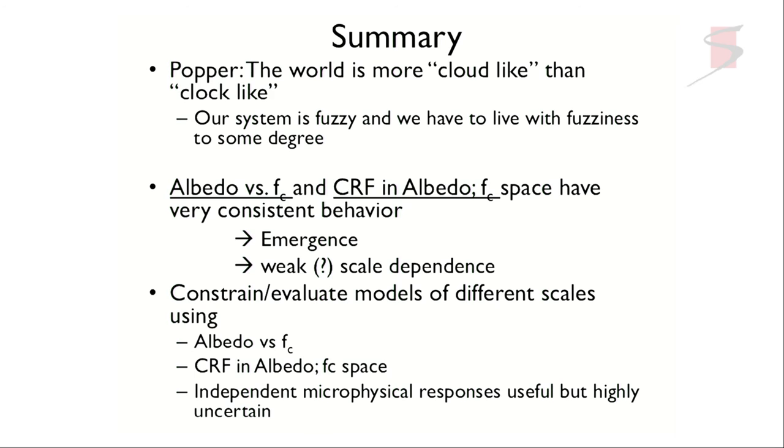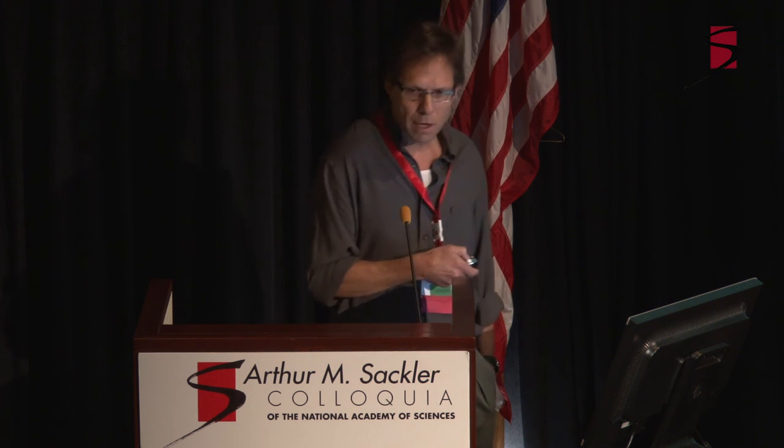Look at things like emergence. Look at scale dependence, which seems to be weak. I was comparing plots that came from large eddy simulations and cloud resolving models with things that came from satellite, averaged over 2.5 degrees over the course of a month. I think it makes more sense to get at the averaging at that level rather than the averaging at the level of the microphysical response. We can constrain and evaluate models of different scales using these particular properties. These independent microphysical responses we've spent so much time on are useful. I don't want to suggest we throw them out, but they're highly uncertain, and I think we need to be careful about that.